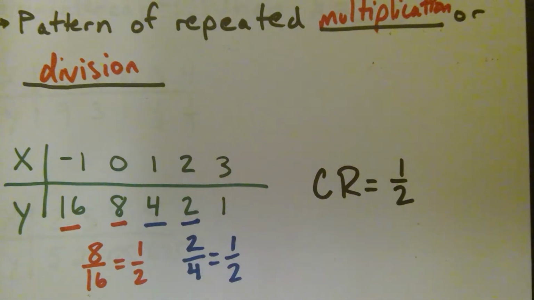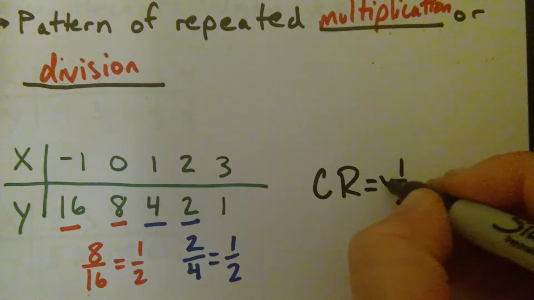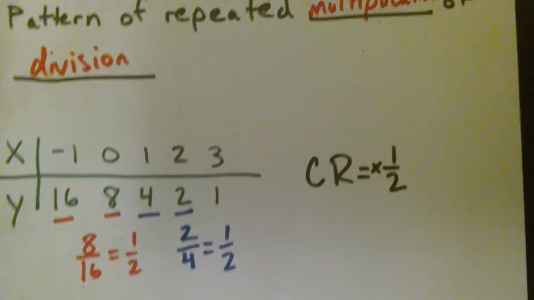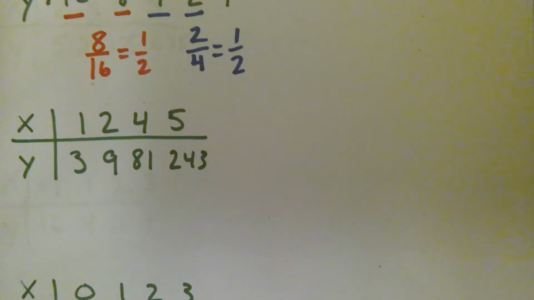So that is our pattern. If we multiply by 1/2 each time, we're going to get the next term in the sequence, or the next term in our exponential table. Let's go ahead and look at another table and do the same thing.